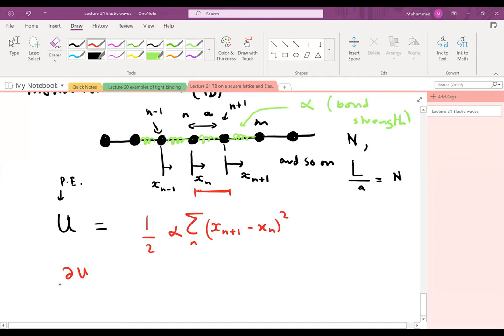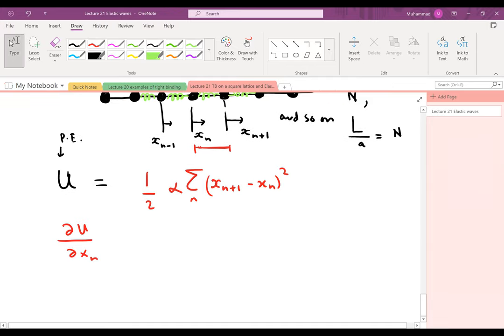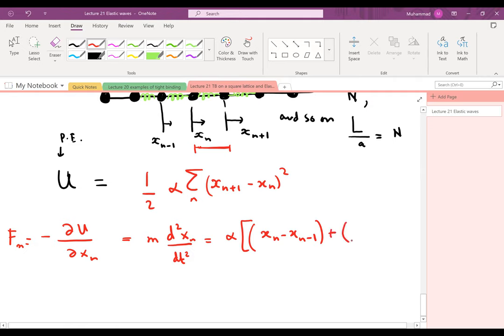From the potential energy, I can always find the forces acting on the nth atom. I take the gradient of the potential energy at the nth atom and give it a minus sign, that will give me the force on the nth atom, which is equal to m d square xn dt square. And if I do that, the model that I'm going to arrive at is alpha times xn minus 1 plus xn minus xn plus 1. All right, is this clear?